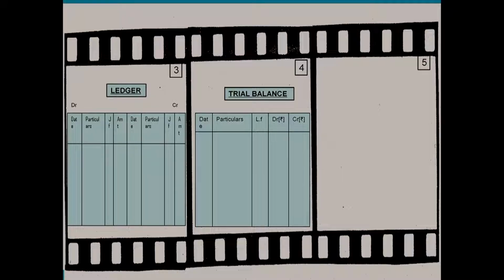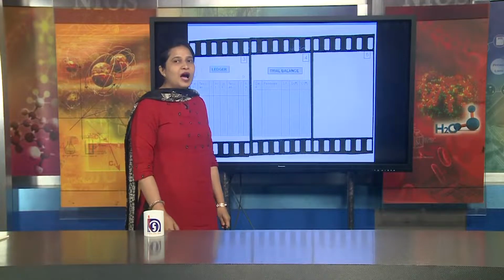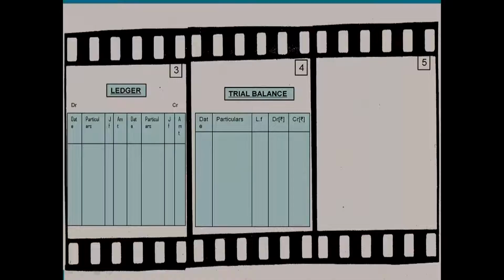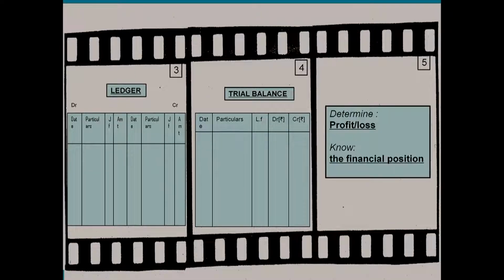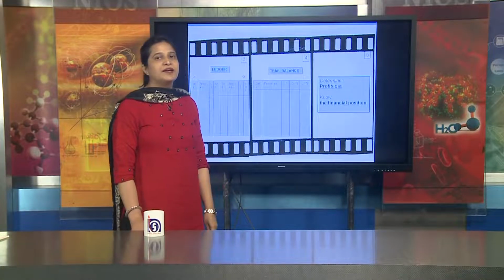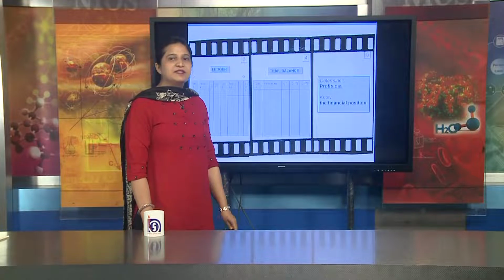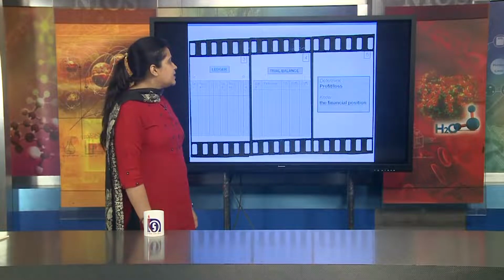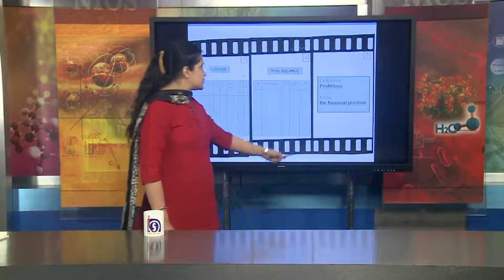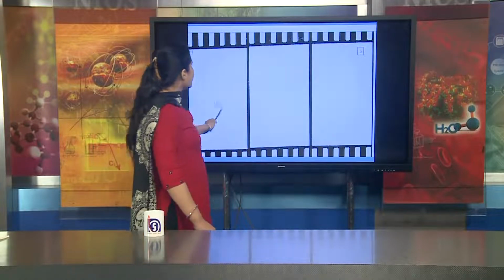Then what do we do after we prepare the trial balance? What do we do next? Next we have to find the profit and loss, because every business would like to know at the end of the year whether it is earning profit or incurring losses. Then also we need to know the financial position of the business.